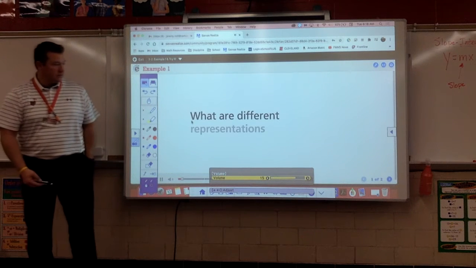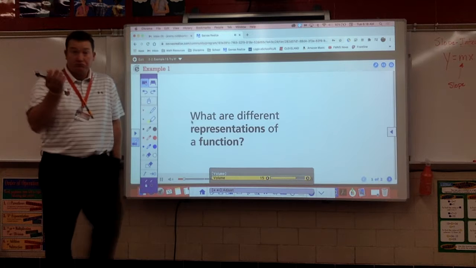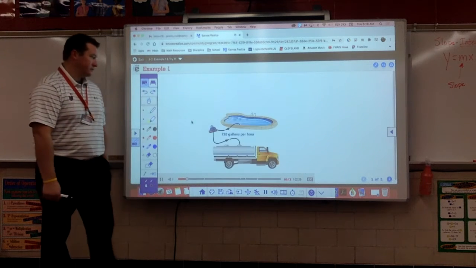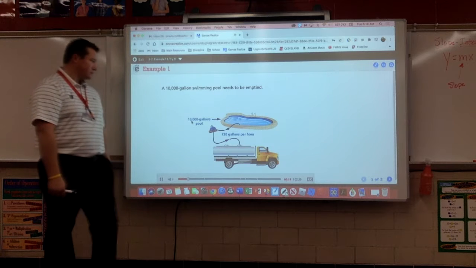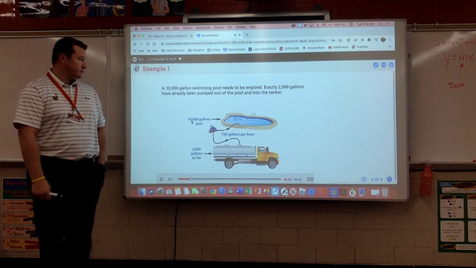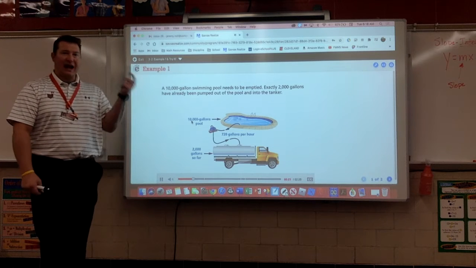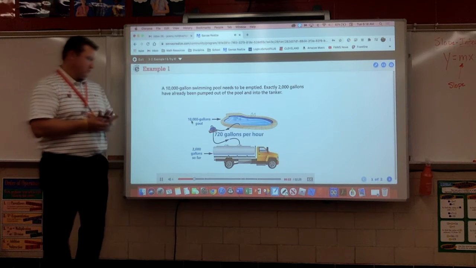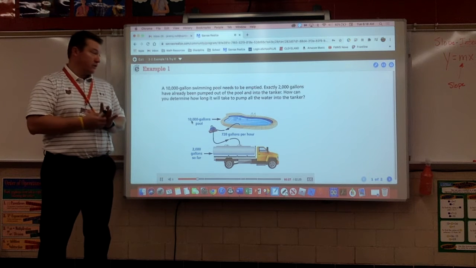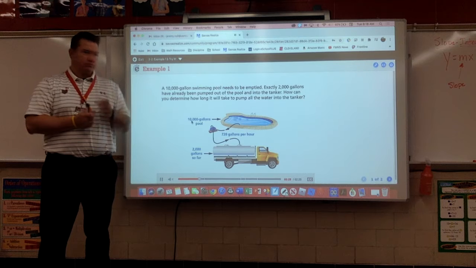What are different representations of a function? Think about this question during the lesson. Tables, graphs. A 10,000 gallon swimming pool needs to be emptied. 2,000 gallons have already been pumped out of the pool and into the tanker. You can tell from the diagram that the pump moves 720 gallons of water per hour. How can you determine how long it will take to pump all of the water into the tanker?